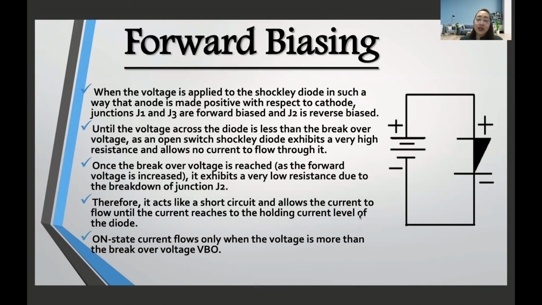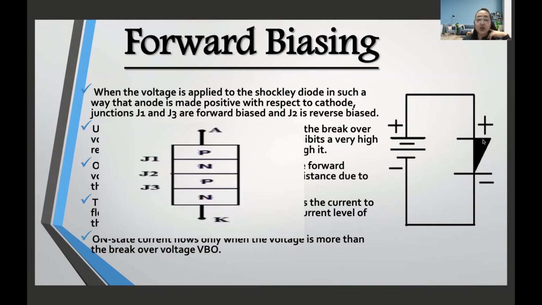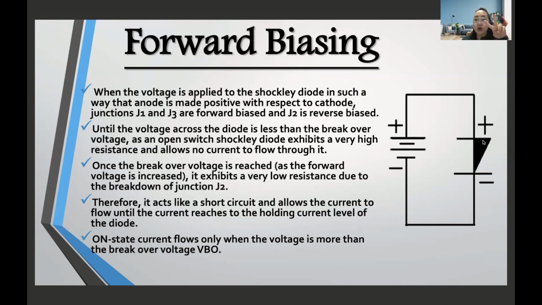Forward biasing. How do you do the forward biasing for a Shockley diode? When the voltage is applied in such a way that the anode is made positive with respect to the cathode, junction 1 and junction 3 are forward biased. The two base emitter junctions are forward biased and junction 2, which is the collector base, is reverse biased. Until the voltage across the diode reaches the breakover voltage, as an open switch the Shockley diode exhibits a very high resistance and allows no current to flow through it.